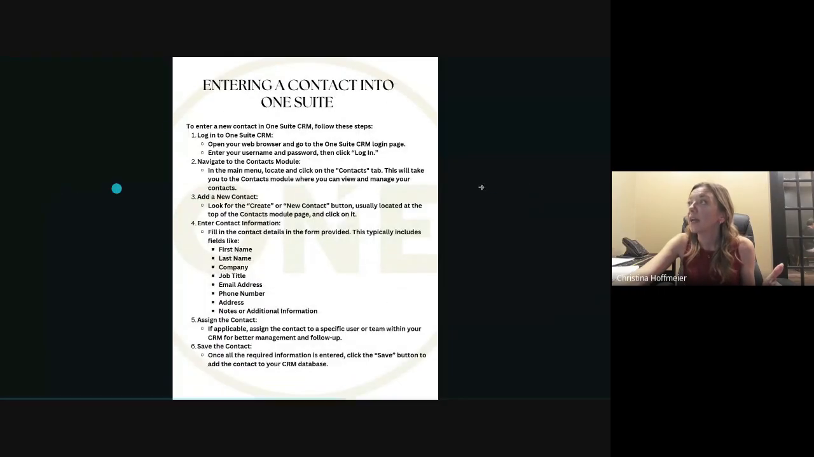You go back to that. Here it is. So you're going to take that list and start data entering those sphere of influence people into your OneSuite. And that's who you start marketing to right away. And then your list builds. It will build over time.